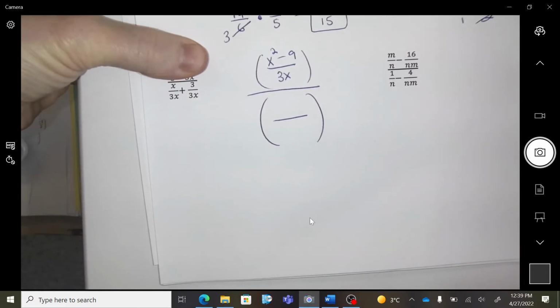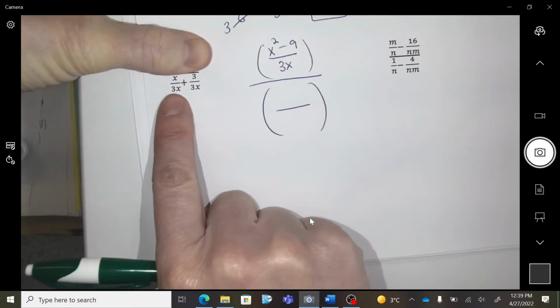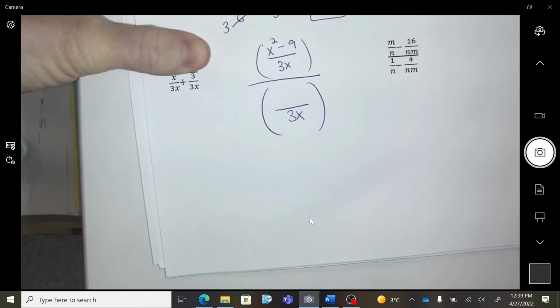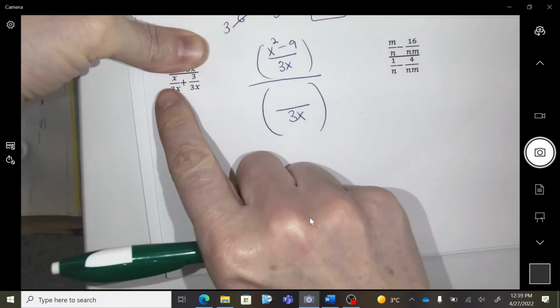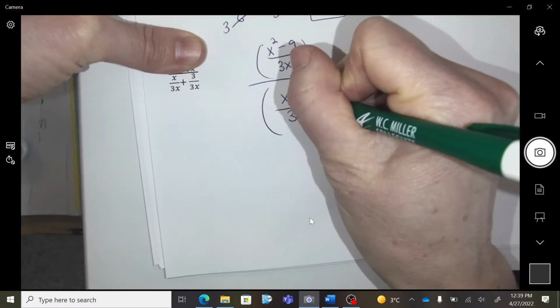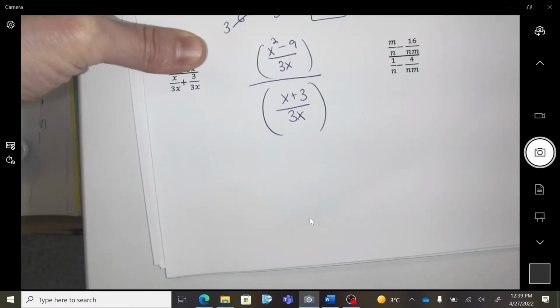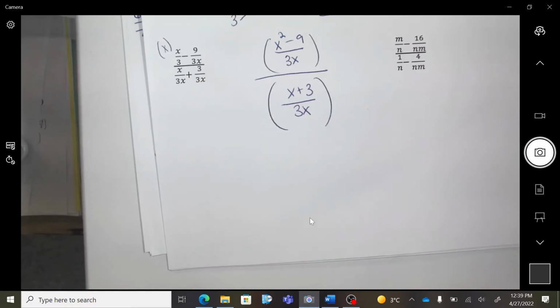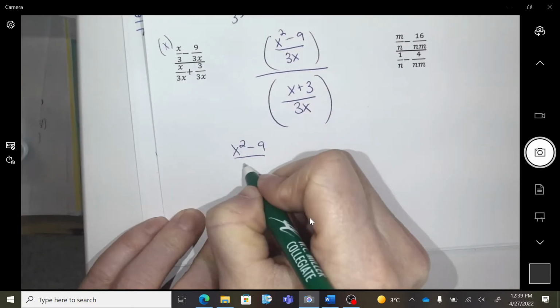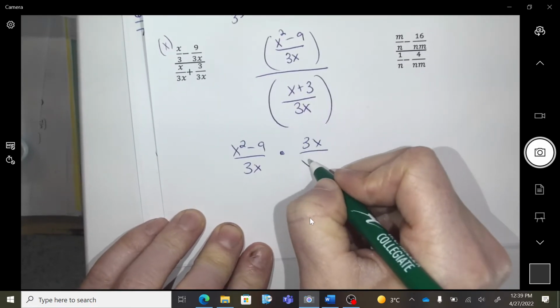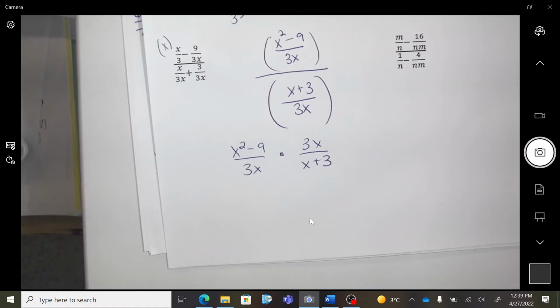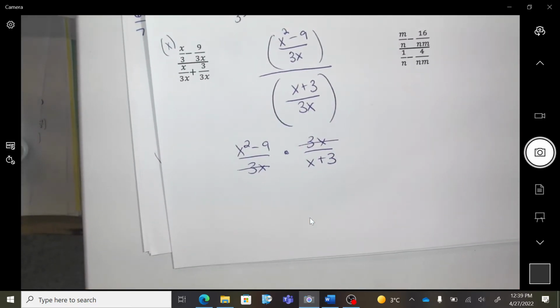Okay, let's take a look at the bottom. So this is a 3x and this is a 3x. So let's just use 3x. Which means I don't have to do anything. Okay, so now I'm going to rearrange that with the flipped multiply situation. Okay, so that's what it looks like when it gets all flipped around. Now I look for cancels. So 3x and 3x can actually both cancel like that.